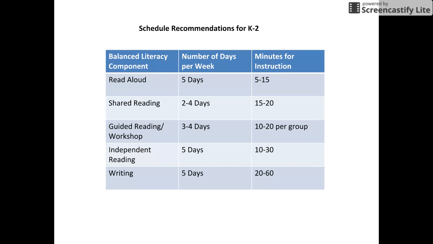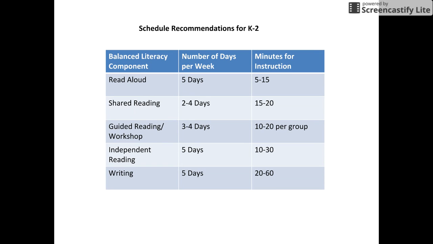This is a recommended schedule for the balanced literacy model in a K2 classroom. Across the left-hand side, you will see the components of the balanced literacy model. Read aloud, shared reading, guided reading with workshop, independent reading, and writing. The middle column shares with you the number of days per week that you would do each of these components. Read aloud would be 5 days. The minutes for instruction are on the right-hand side, 5 to 15 minutes.